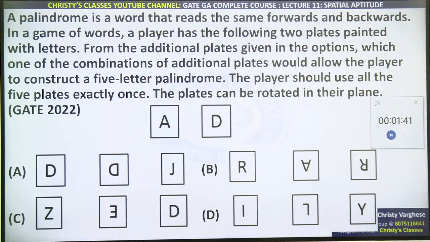I will give you a few questions to practice. If possible, I will try to create some more questions. I'm not sure whether I will get time. If I get time, I will create some more questions and give you also.